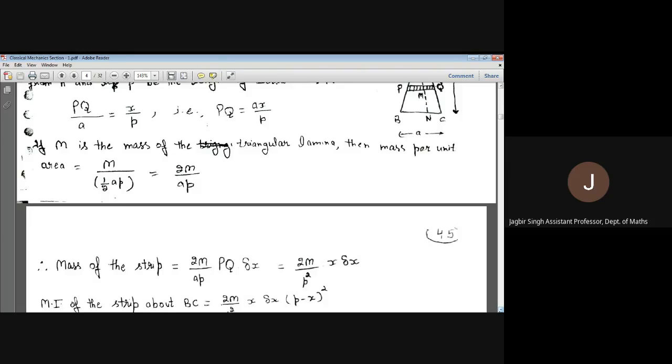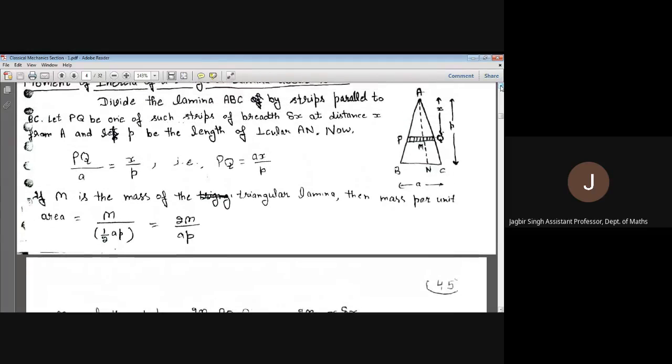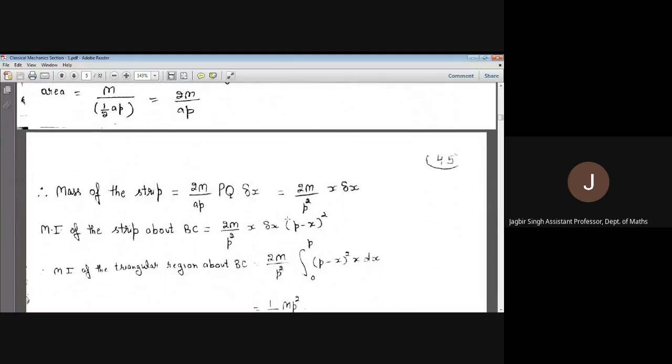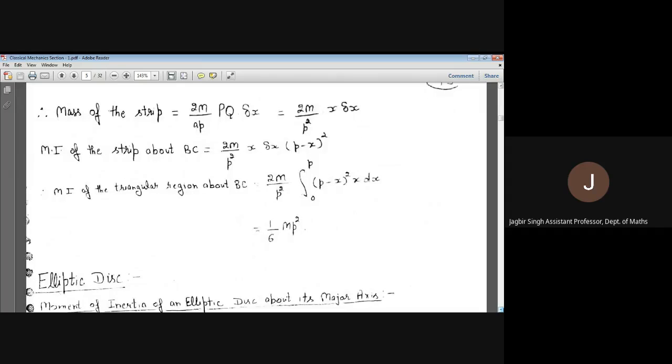Now the moment of inertia of this strip about BC. The perpendicular distance of PQ from BC will be P minus X, because the total length is P. We are assuming X is from A. The distance of PQ from A is X, so the distance of PQ from BC is P minus X. Its moment of inertia will be mass into (P minus X) square. The total moment of inertia will be the integration from 0 to P. Clear? So this is the total moment of inertia.